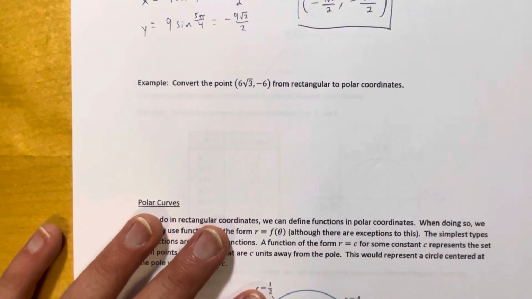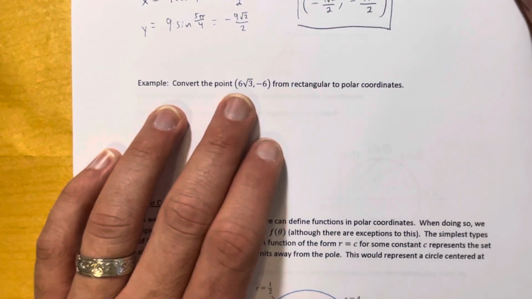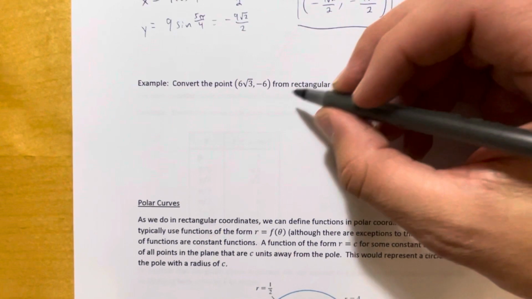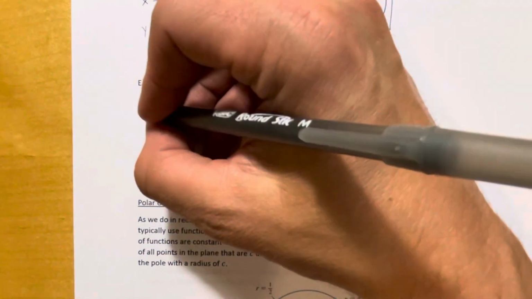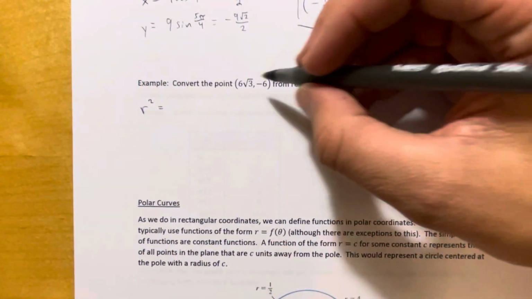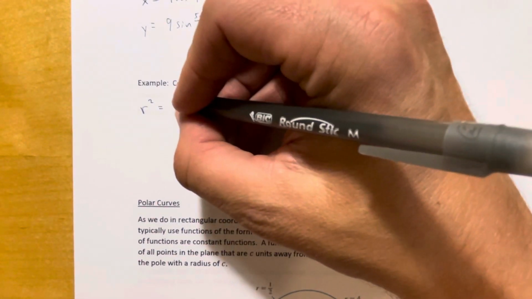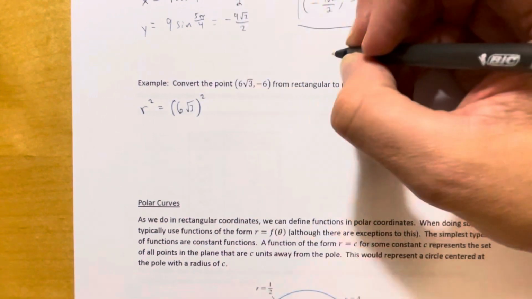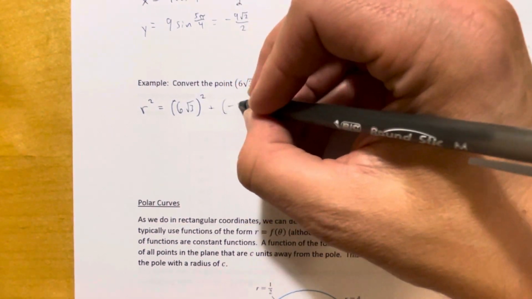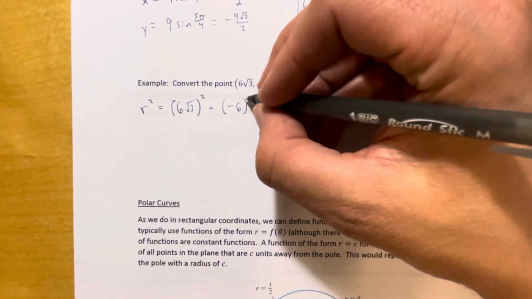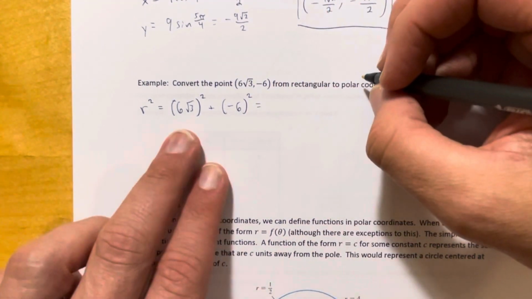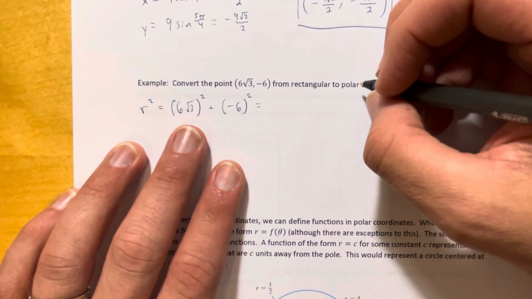Now let's go the other direction. I want to convert the point 6 root 3, negative 6 from rectangular to polar coordinates. So the easiest part of this is getting r. r squared is equal to x squared plus y squared. So that's 6 root 3 squared plus negative 6 squared. Okay? This is equal to, so I have a particular way I'd like to do this.